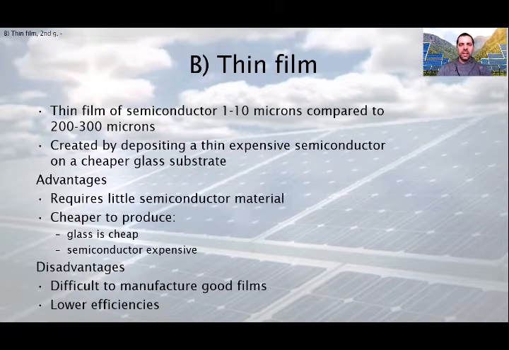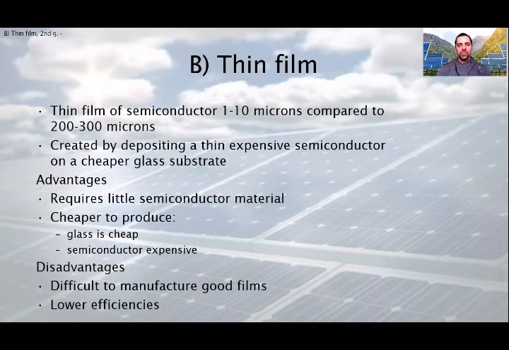A thin film solar cell is one of the newest kids in the neighborhood and is still in a developing stage of technology and innovation. In a thin film cell, the semiconductor layer is only 1 to 10 microns compared to 200 to 300 microns in the crystalline versions. It is created by depositing a thin but expensive semiconductor on a cheaper glass substrate. Their advantages are they require less semiconductor material and they are cheaper to produce because the glass is cheap.